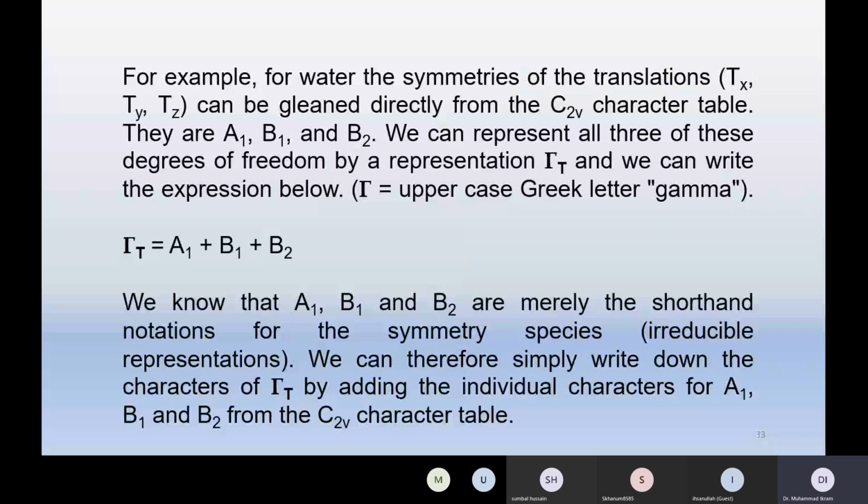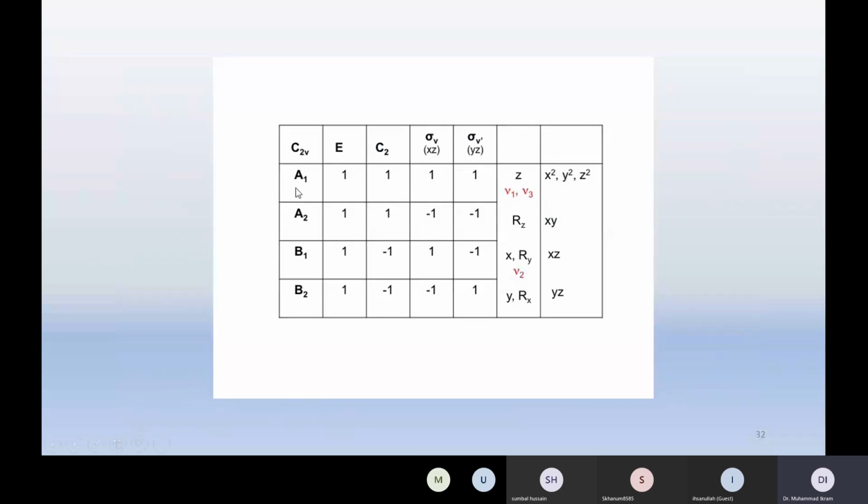For the translational motions, the character table shows A1, B1 and B2. Why? Because z, x and y appear as symmetry labels for these molecular symbols. Wherever such a thing is written, this is for translational, this is for translational, this is for translational. Whereas if R is written, this is for rotational motion, this is rotational, this is rotational. So we can say that translationals in the C2V point group are A1, B1 and B2. See this one again, this is A1, B1 and B2. So these three are translational motion.